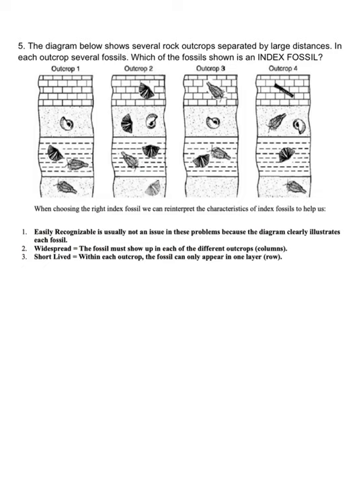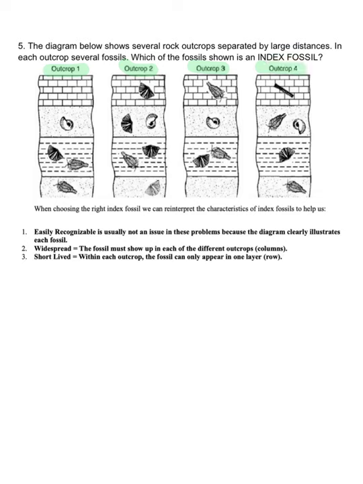All right, question 5. It says the diagram below shows several rock outcrops separated by large distances. In each outcrop, there are several fossils. Which of the following fossils shown would be a good index fossil? Okay, so these are 4 separate locations. So you have location or outcrop 1, 2, 3, and 4. So these are completely different parts of the world.